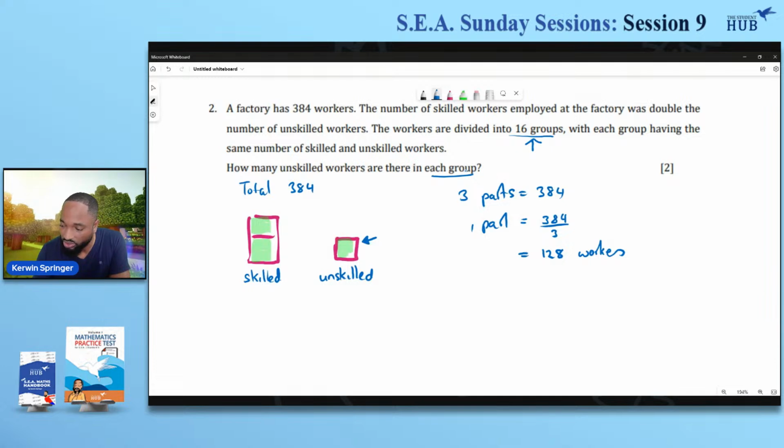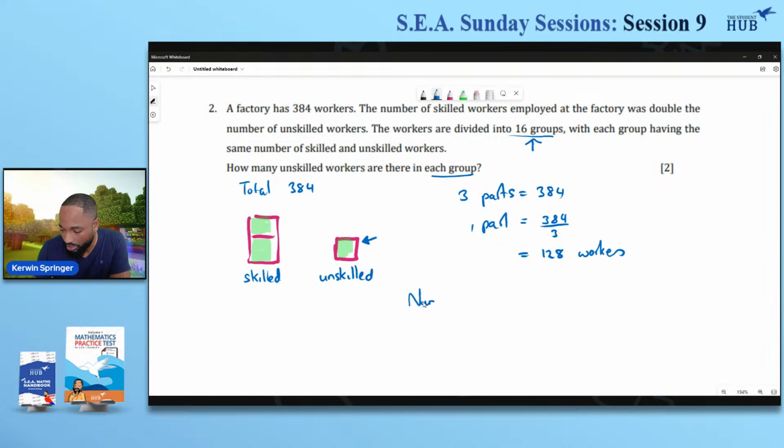Workers are divided into 16 groups with each group having the same number of skilled and unskilled workers. So I will need to further subdivide this 128 by 16 to find out how much.